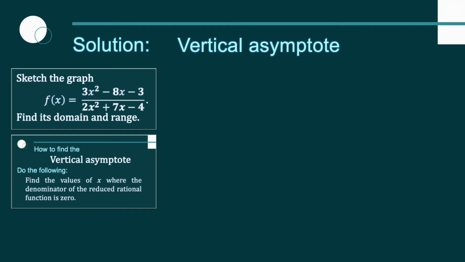For the vertical asymptotes, let the denominator be 0. So we have the equations 2x minus 1 equals 0 and x plus 4 equals 0. Hence, we have x equals 1/2 and x equals negative 4. Thus, the vertical asymptotes are x equals 1/2 and x equals negative 4.